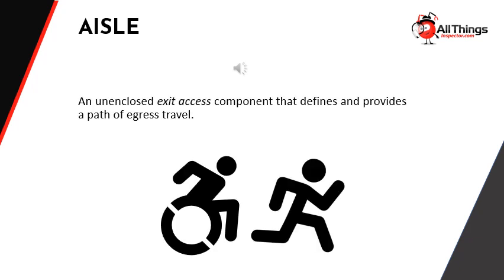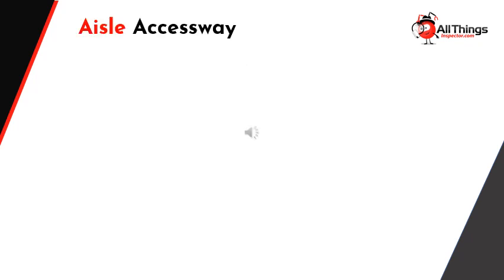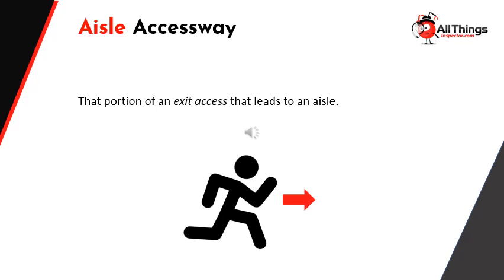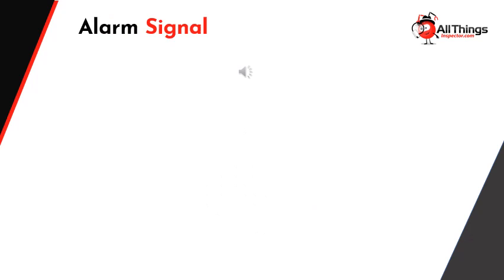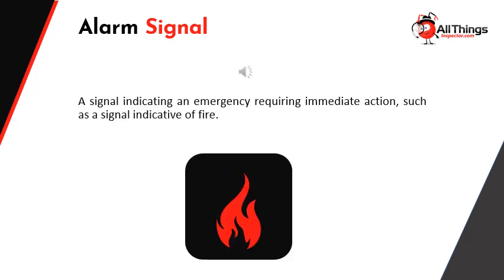Aisle. An unenclosed exit access component that defines and provides a path of egress travel. Aisle accessway. That portion of an exit access that leads to an aisle. Alarm signal. A signal indicating an emergency, requiring immediate action, such as a signal indicative of fire.